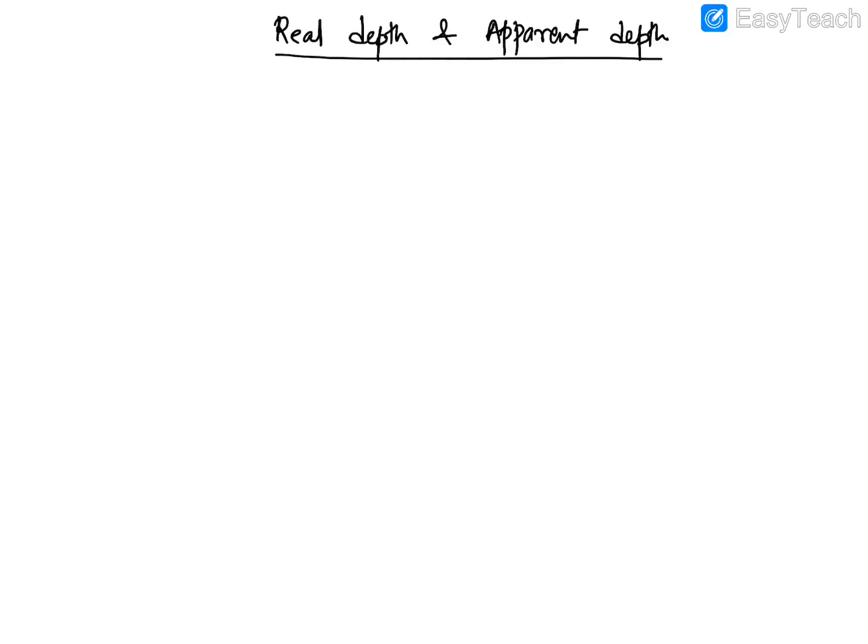So we are just going to discuss what is real and apparent depth, and there are 2-3 numericals you have in this, and there are other couple of give reasons and diagrams.